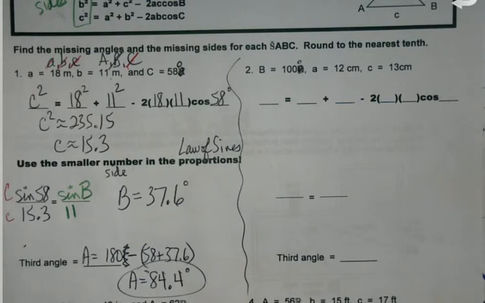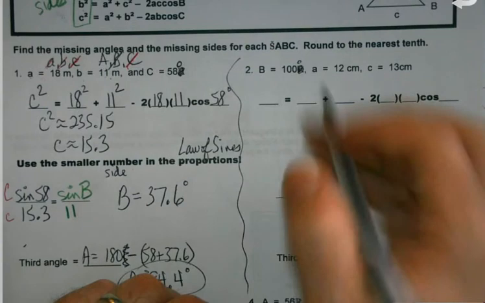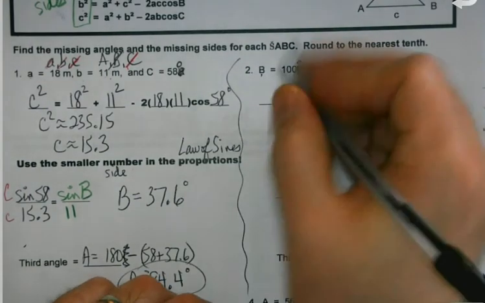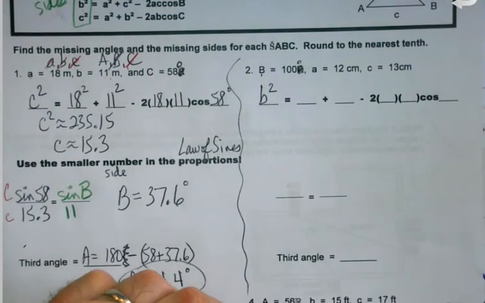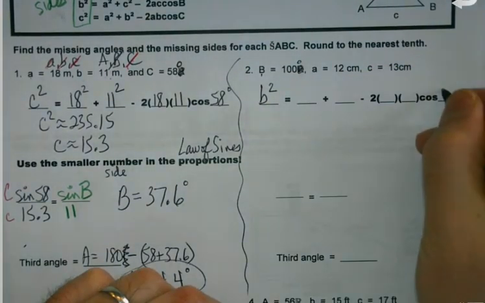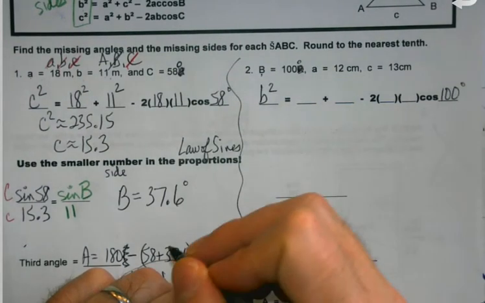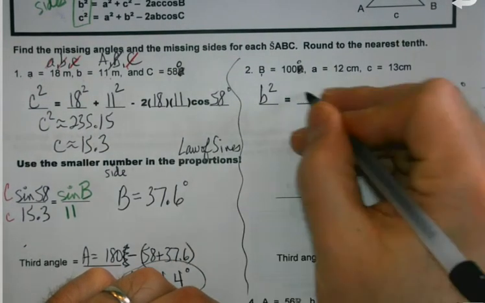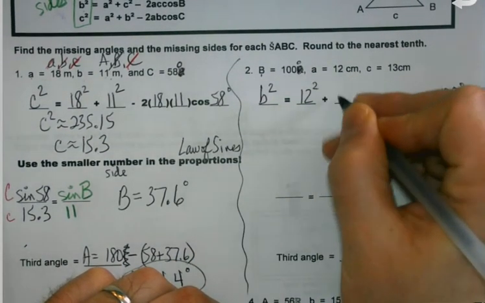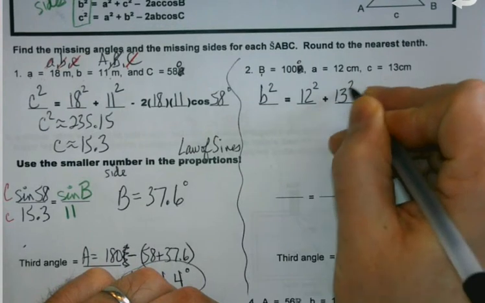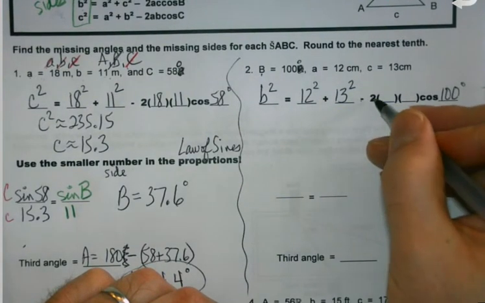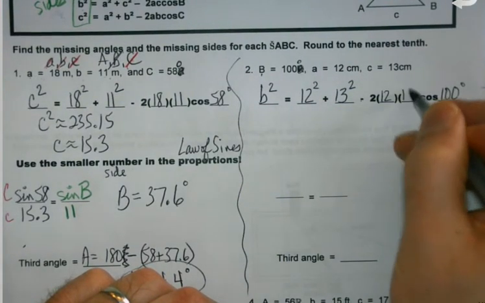So, all right, let's see what we're working with here. Which side are we going to be looking for first on this one? B. Whatever angle they give me, that's the side I'm looking for. So I'll get that down in here at the end. And my order of A and C doesn't matter. I just have to remember I'm squaring those, and then I'm subtracting 2 times their product.